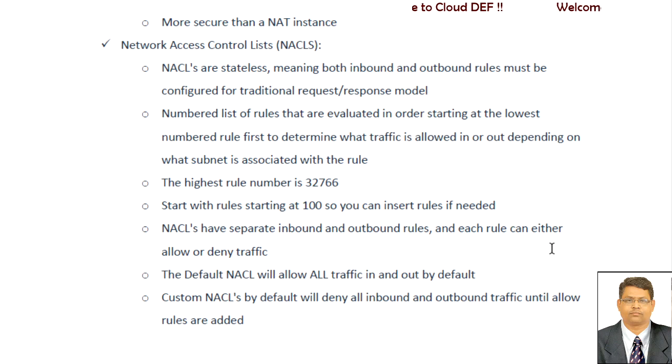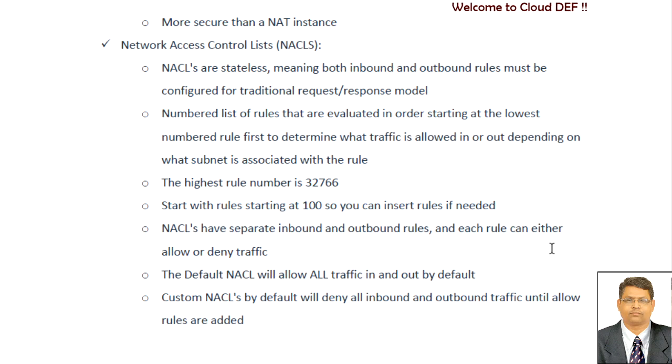Network access control lists, NACLs. NACLs are stateless, meaning both inbound and outbound rules must be configured for the traditional request/response model. A numbered list of rules is evaluated in order, starting at the lowest numbered rule first, to determine what traffic is allowed in or out, depending on what subnet is associated with the rule. The highest rule number is 32,766. Start with rules starting at 100 so you can insert rules if needed. NACLs have separate inbound and outbound rules, and each rule can either allow or deny traffic. The default NACL will allow all traffic in and out by default.